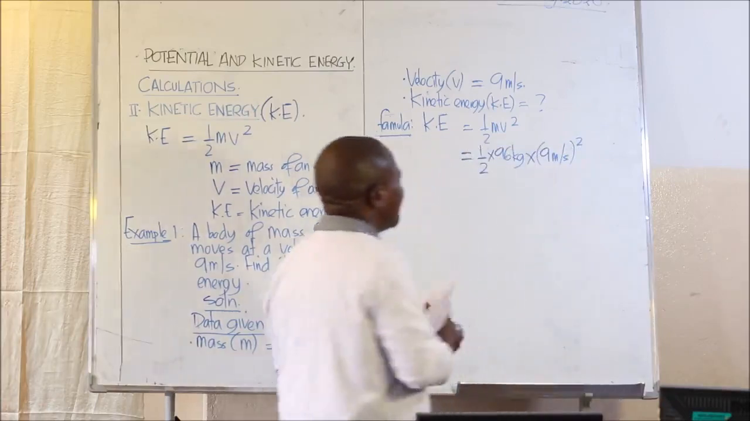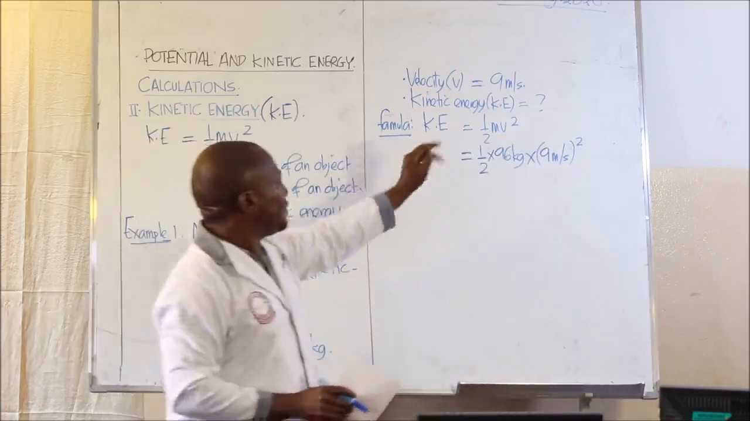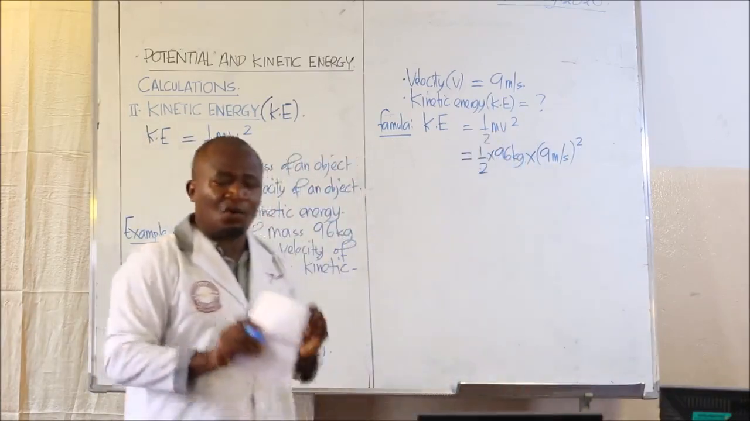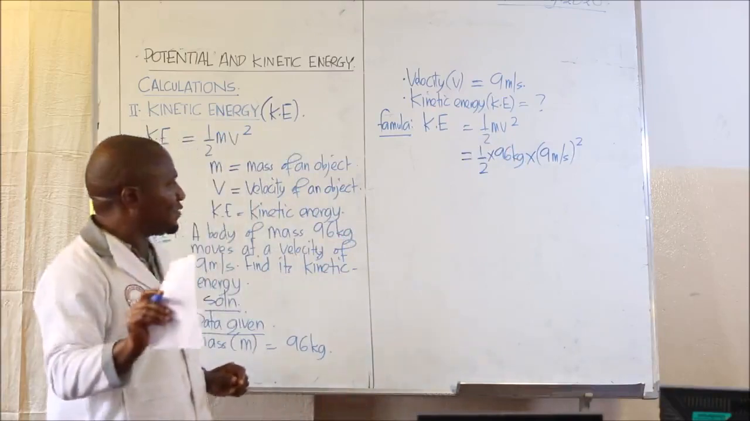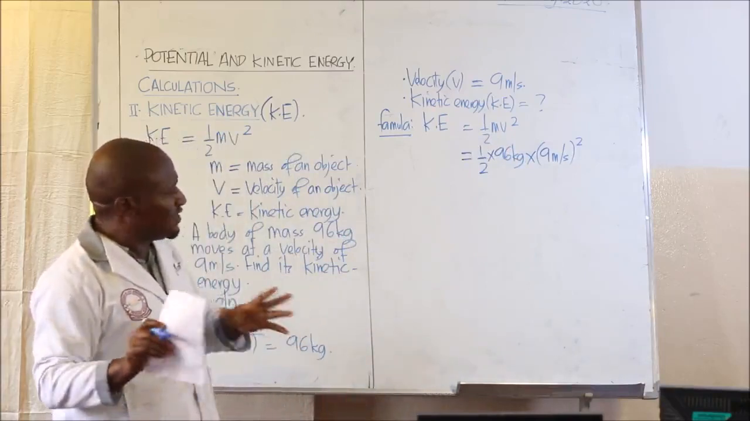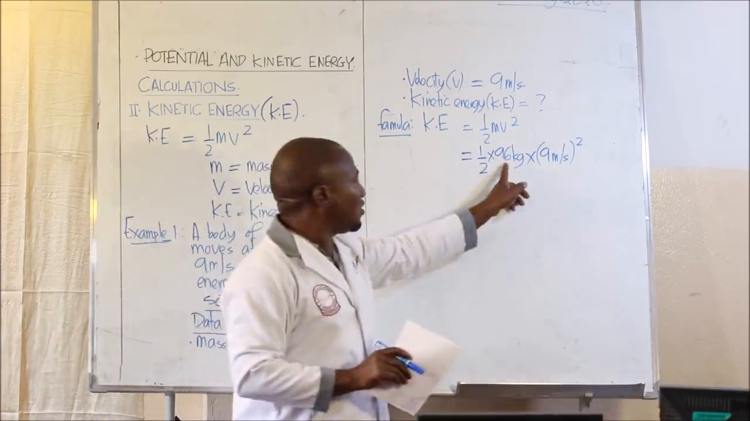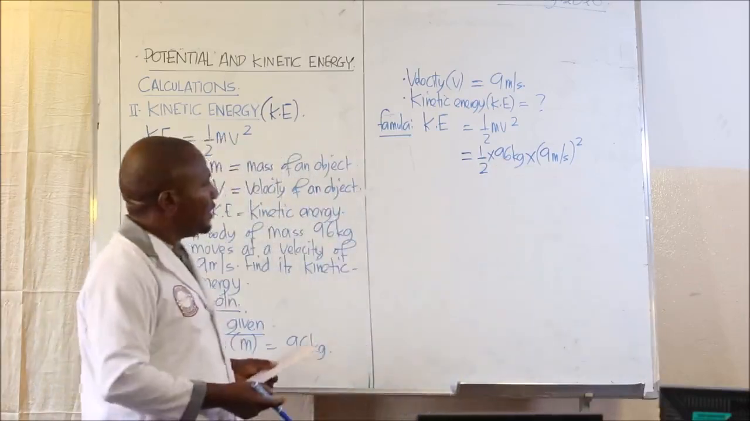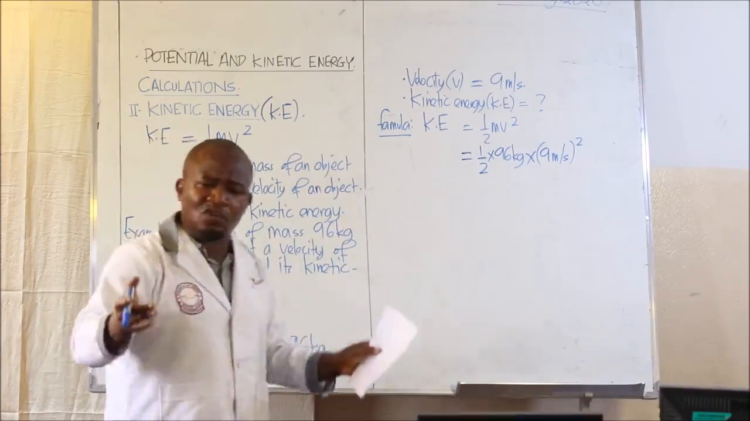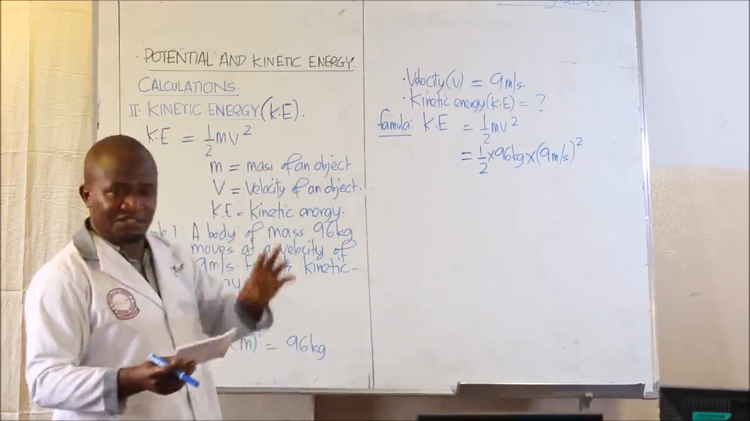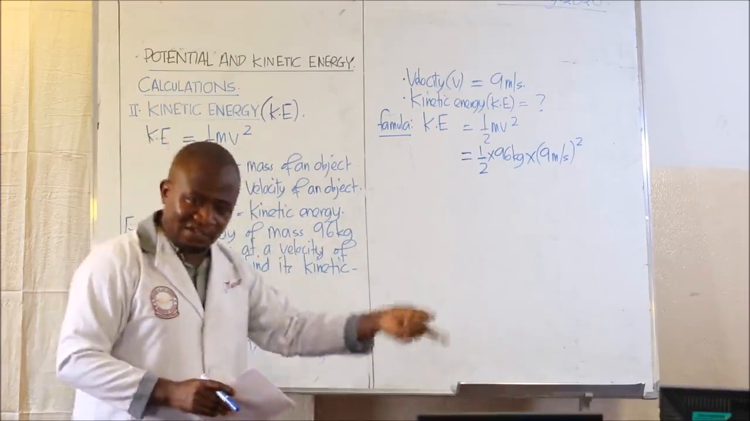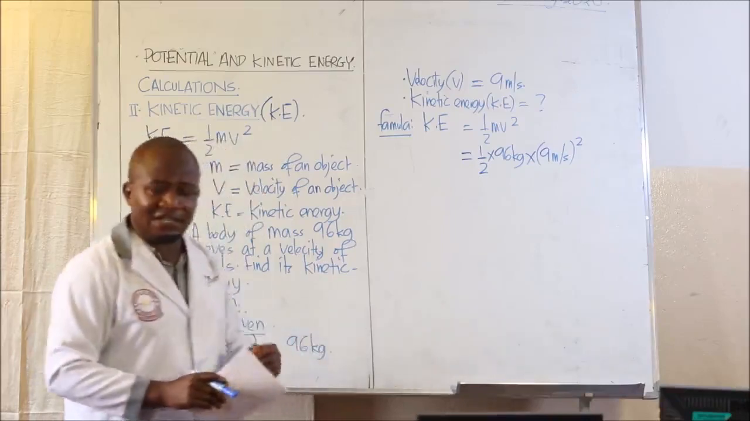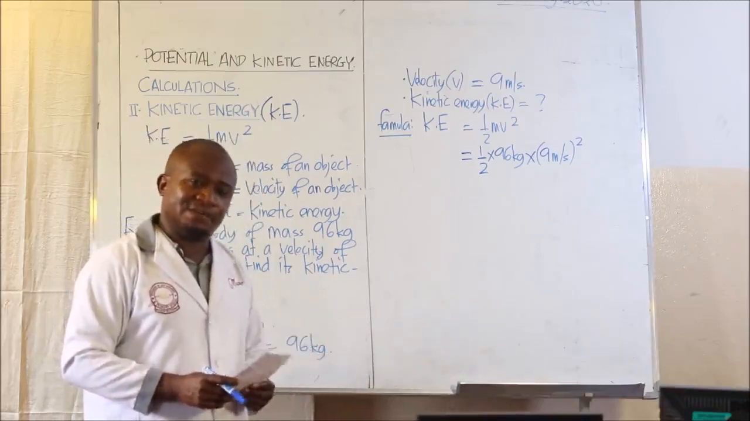Now, something to note. Whatever is being squared in the formula is the velocity and not mass. Only velocity is being squared. So make sure when substituting, you don't square the whole thing. It is only the velocity. So 9 meters per second should be squared. And we all know the meaning of a number getting squared, that is a number times itself. So similarly, 9 meters per second squared means 9 meters per second times 9 meters per second.